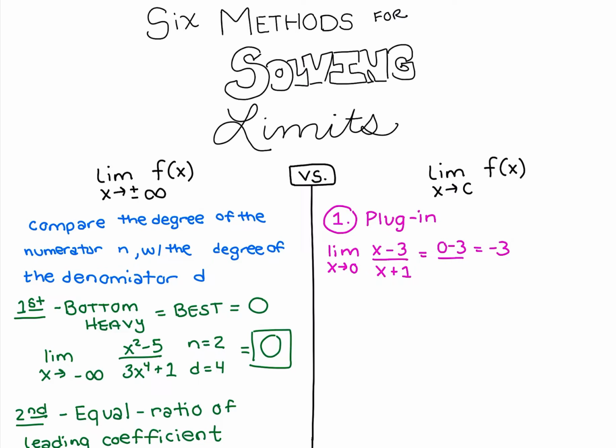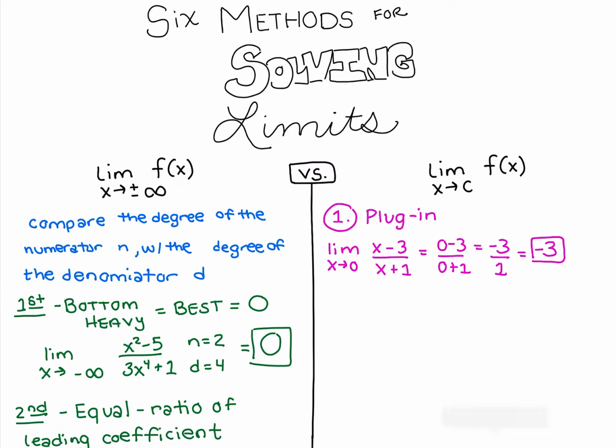The numerator can be anything. It could be positive, it could be negative, it could be 0, and that's fine. And then in the bottom, 0 plus 1 is 1. So we'd get negative 3 divided by 1 is negative 3. So if you can just plug in without dividing by 0, then you're done solving the limit.